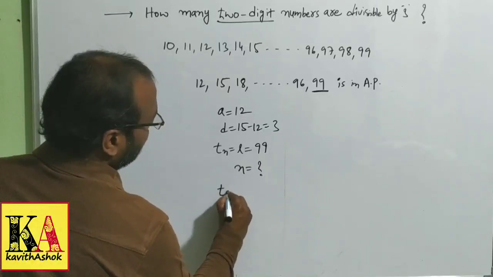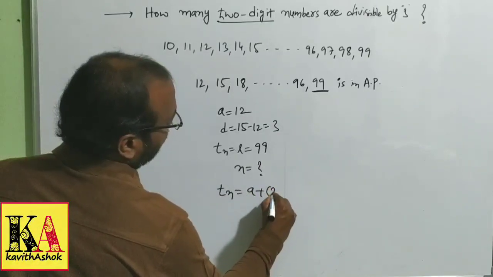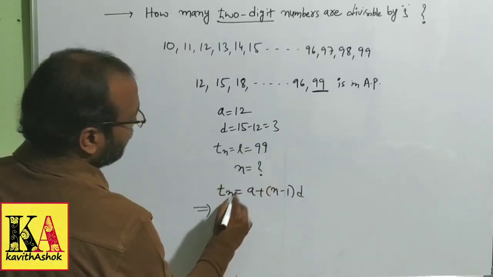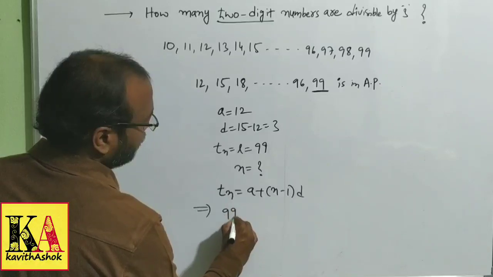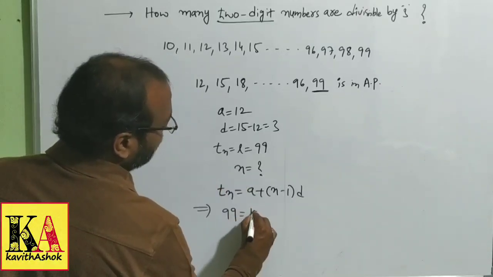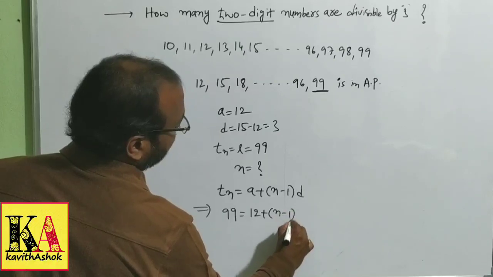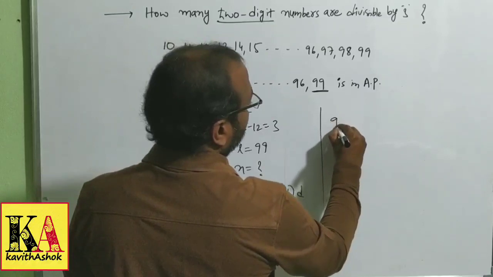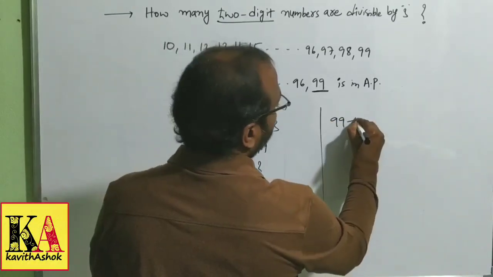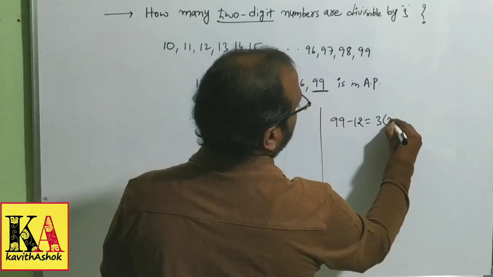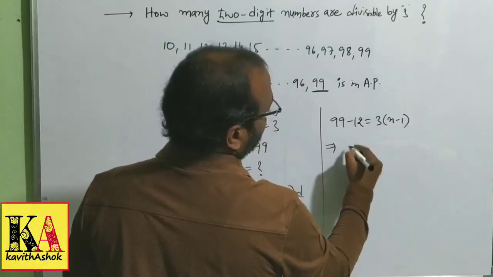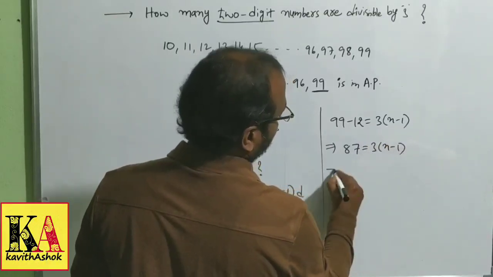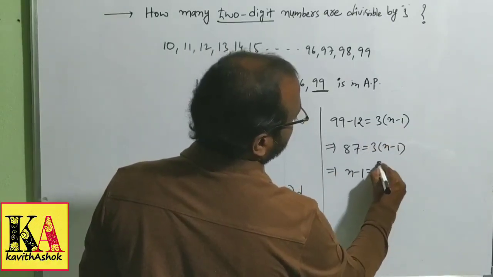So then Tn is equal to a plus n minus 1 into d. So we have everything here. Tn value is there, the last term, that is 99, equals a is there, that is 12, plus n minus 1 into d is there, that is equal to 3. So now 99, take this 12 to the left part, minus 12 is equal to 3 into n minus 1. 9 minus 2 is 7 here, 9 minus 1 is 8. 3 into n minus 1. Then n minus 1 is equal to 87 by 3.